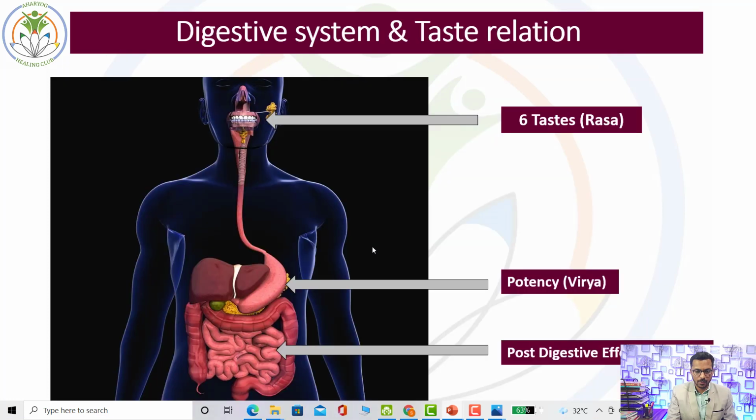Now let's move further. This is the second concept in Ayurvedic nutrition: the digestive system and taste relation. Basically, when we talk about nutrition or healthy food, the first perception in our mind is maybe salad, food with bland taste, or plain foods, not tasty food. But Ayurveda believes something different. According to Ayurveda, there are 6 tastes in a food, and those 6 tastes have a very deep impact on your biological functions. The second concept is potency or the virya. The third concept is digestive effect or the vipaka. Now let's understand all those concepts in detail.